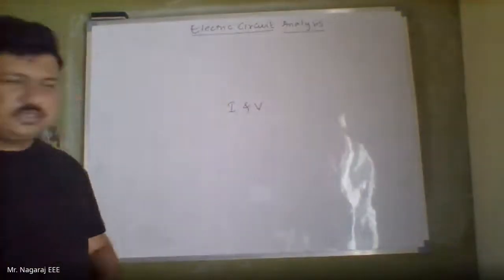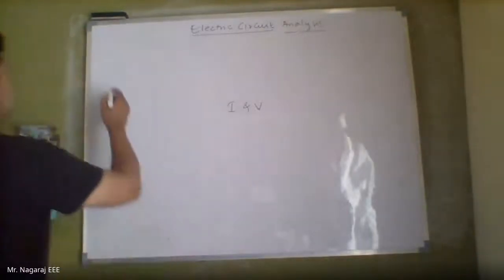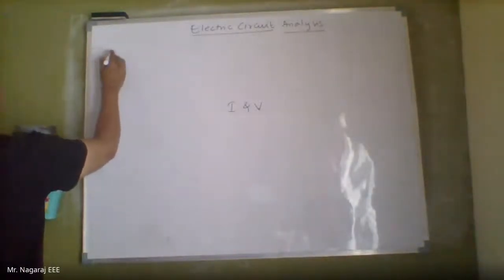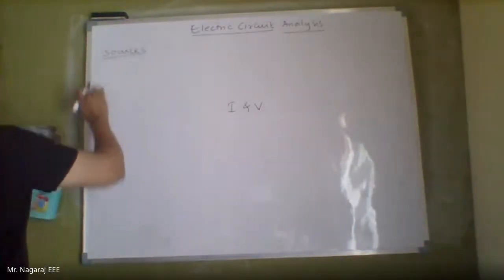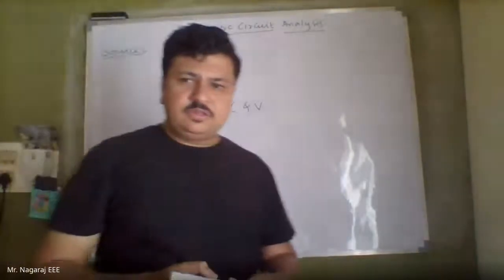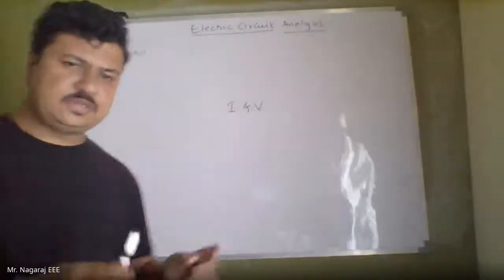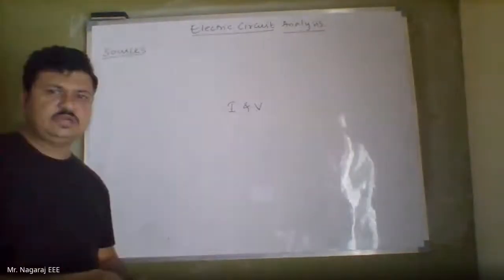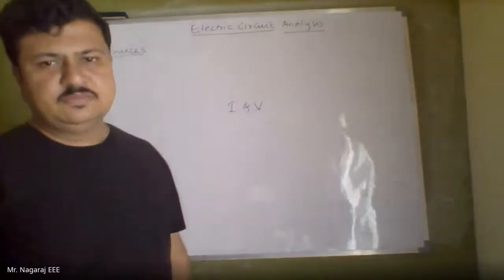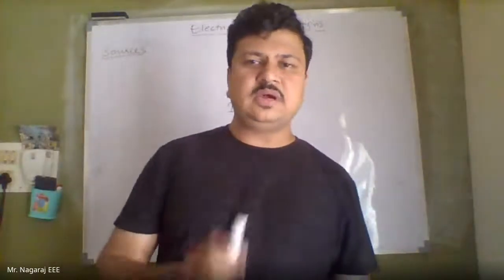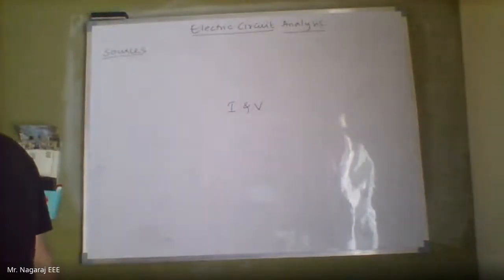In this electric circuit, the sources play a vital role, because unless and until I have the sources, I don't get the voltage and current in the circuit, because there should be something which is giving out this voltage and current. So the source that is giving out the voltage is the voltage source. The source that is giving out the current is called the current source. This is very much understandable.